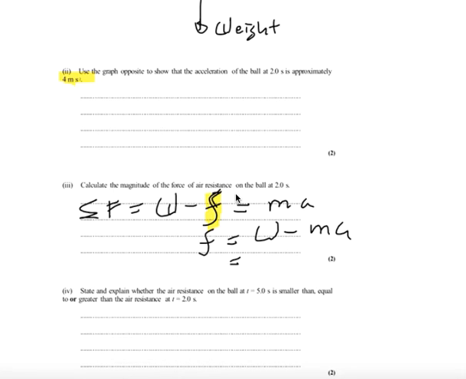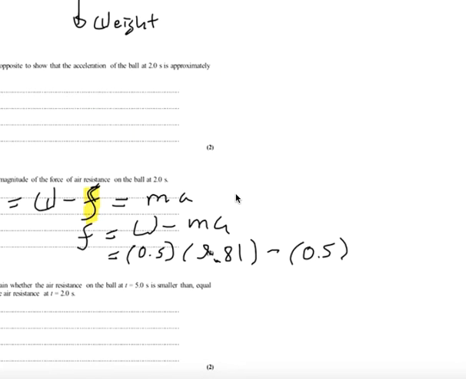The weight is the mass of the ball that was given to us. It's half a kilogram times the acceleration due to gravity. And the question told us we have to use 9.81 in this case. Take away the mass times the actual acceleration, which we found was 4 meters per second squared. This is going to give us about 3. When you do the question, you should use your calculator and then report to 3 significant figures. I was a little too lazy for that today. But I get 3 newtons.